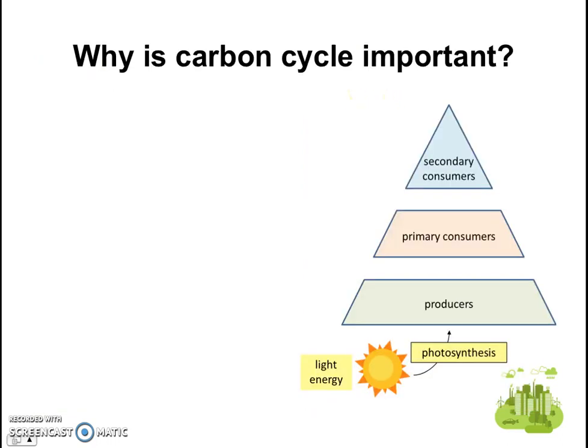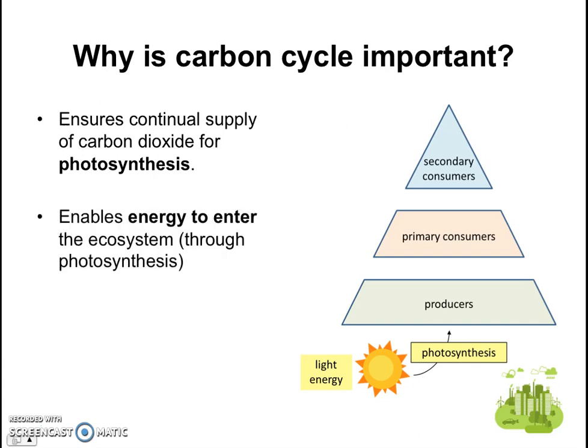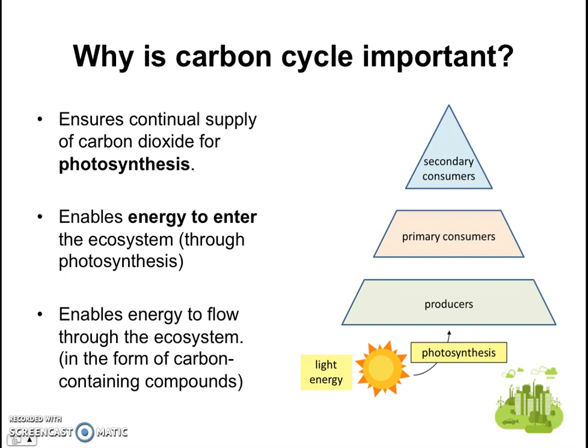So why is the carbon cycle important? Why do we need a relatively constant concentration of carbon dioxide in the atmosphere? And firstly, we need to ensure that producers have a continuous supply of carbon dioxide to carry out photosynthesis. Why? Because without photosynthesis, energy will not be able to enter the ecosystem. And without photosynthesis, energy cannot flow through the ecosystem.